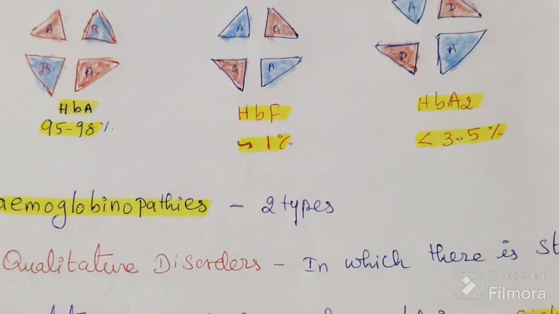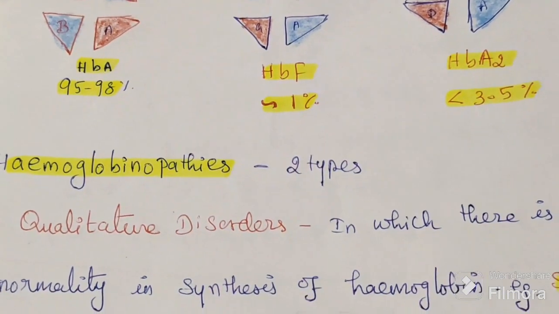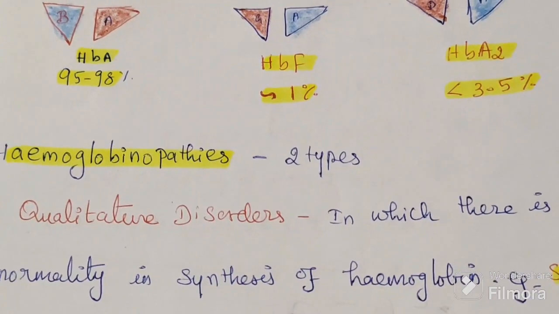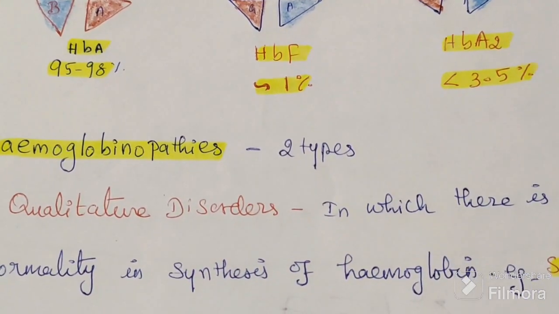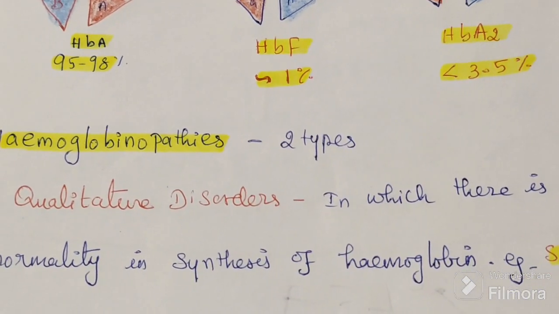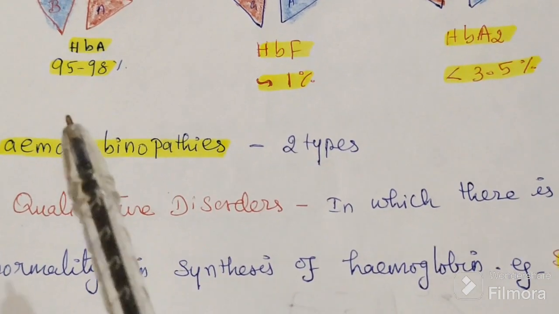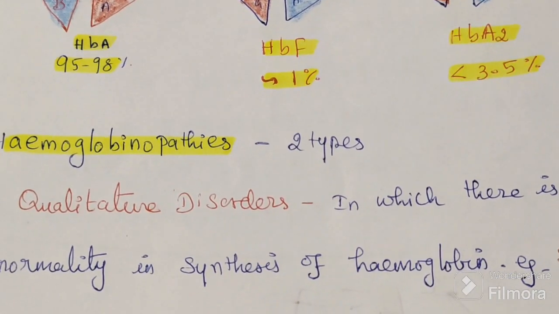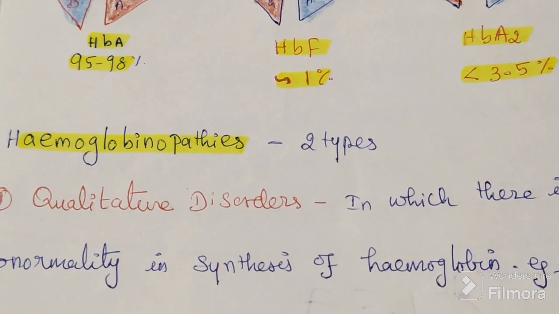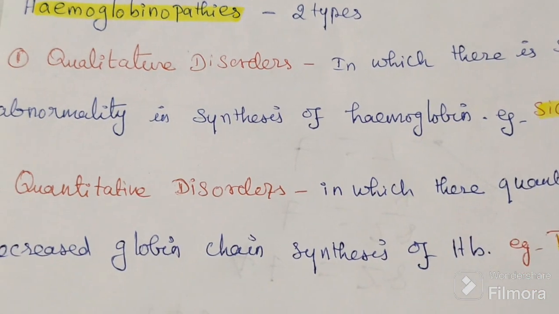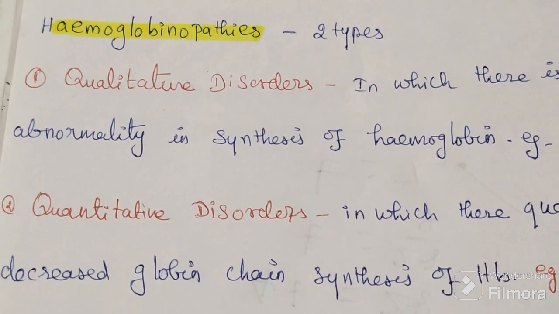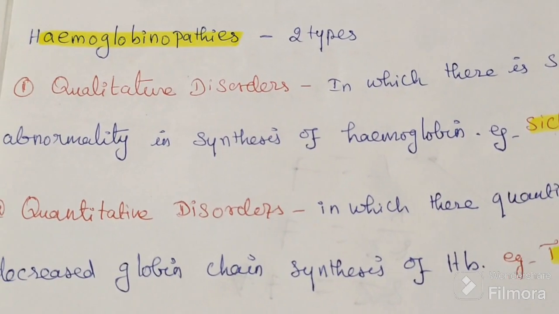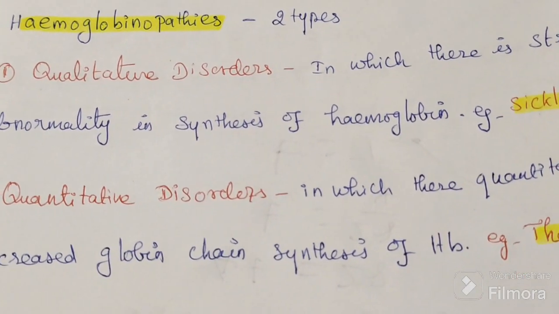So let's start with hemoglobinopathies. What are hemoglobinopathies? These are disorders of hemoglobin. There are 2 types of hemoglobinopathies: one is qualitative disorder, another one is quantitative disorder. So what is the difference between qualitative and quantitative disorders?